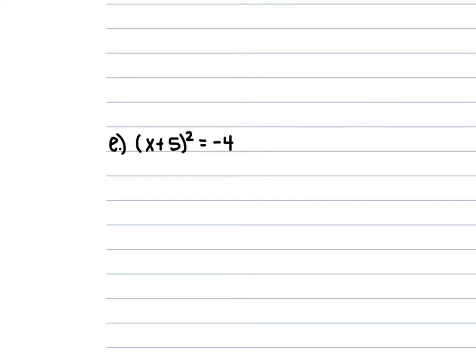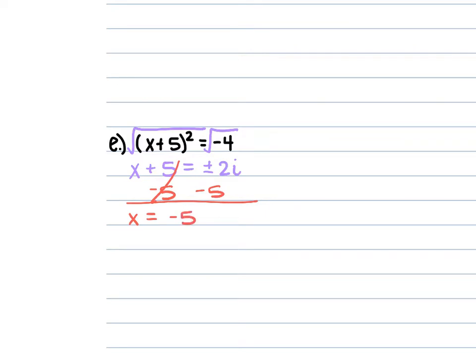For E, we have x plus 5 squared is equal to negative 4. That x plus 5 squared is by itself, so take the square root of both sides. When we do this, we have a negative underneath that radical sign. So remember, we're going to pull out that i to represent that negative. So we're going to have x plus 5 is equal to plus or minus 2i. We're going to move that 5 over by subtracting it from each side. Remember, your real number comes first. So this is going to be x is equal to negative 5 plus or minus 2i.